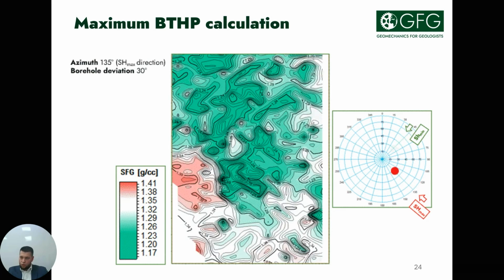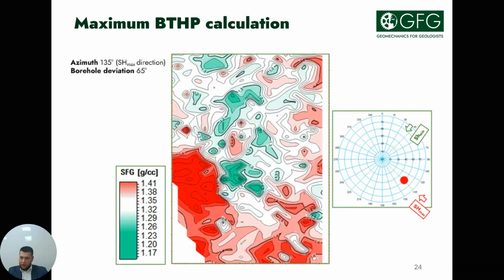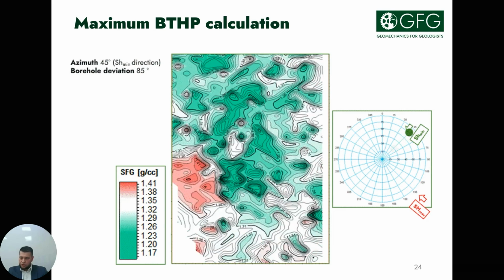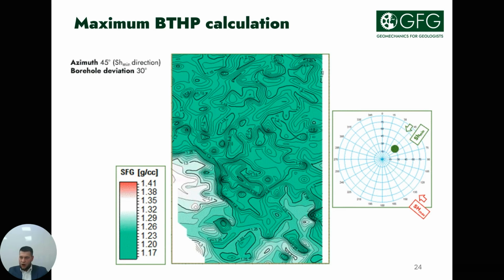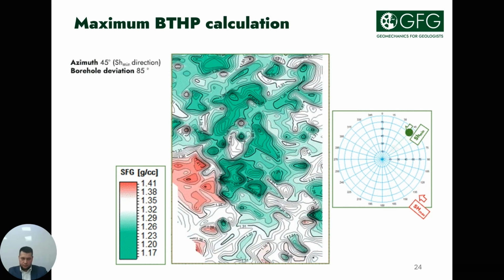At the same time, if we look at a well with the same deviation in the direction of the minimum and maximum horizontal stress, the probability of sand production will be higher in a well drilled in the direction of SHmax.